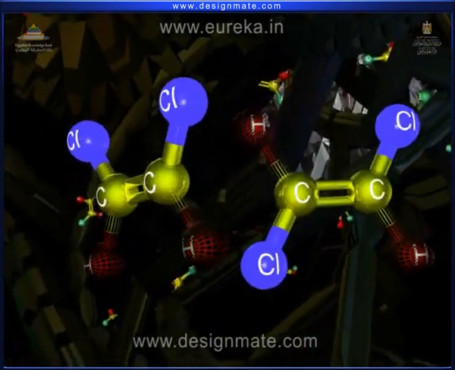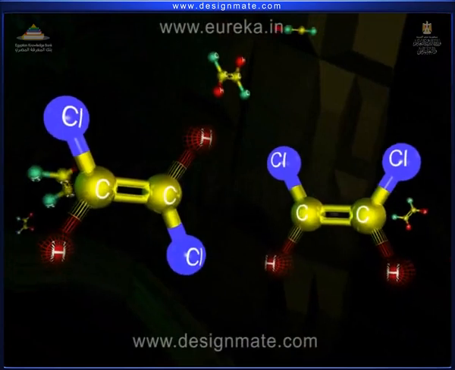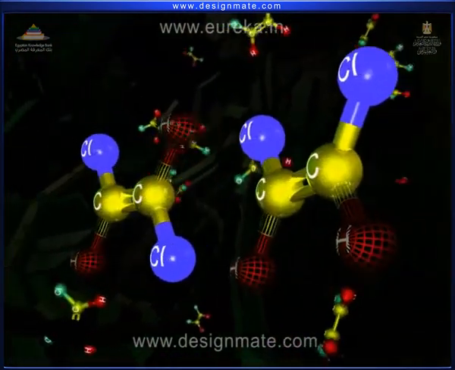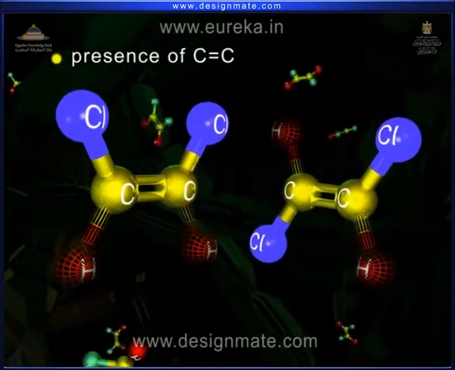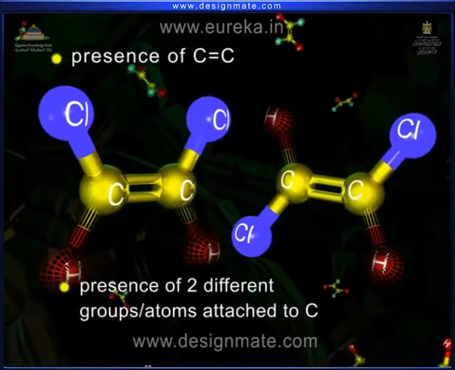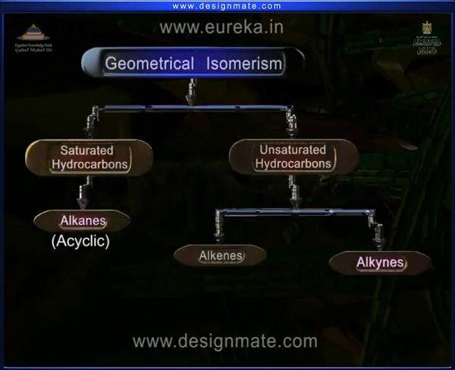Two necessary conditions have to be satisfied for the existence of geometrical isomerism in hydrocarbons. The compound must possess a carbon-carbon double bond, and each carbon atom must have two different groups or atoms attached to it. Let us study the concept of geometrical isomerism in saturated hydrocarbons, like alkanes, and the unsaturated hydrocarbons, like alkenes and alkynes. Geometrical isomerism in alkanes.